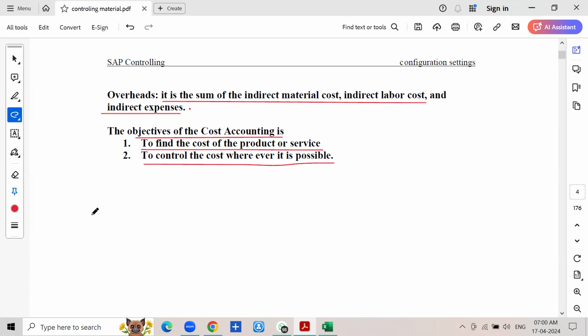Number one, to find the cost of the product or service, then to control the cost wherever it is possible. These are the very, very important objectives of cost accounting. To control the cost means trying to reduce the cost wherever it is possible and also keeping the cost under control. So what exactly do you mean by this?